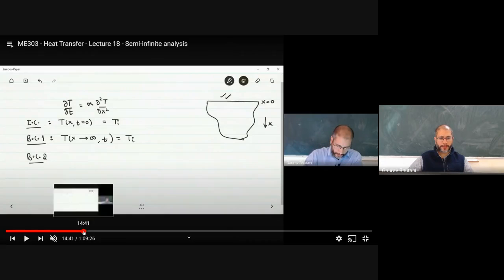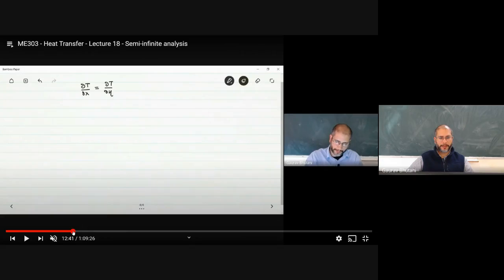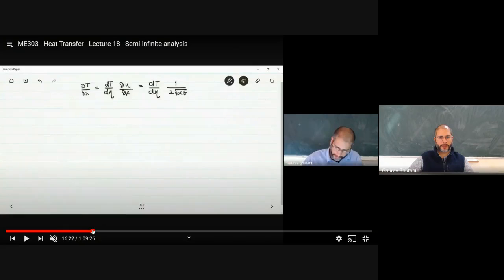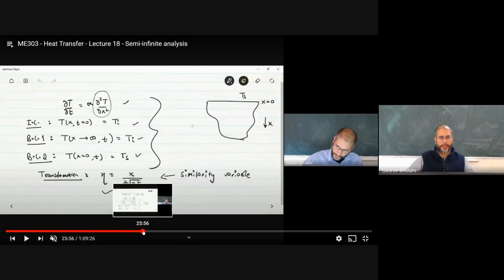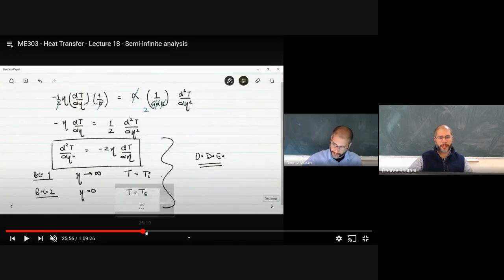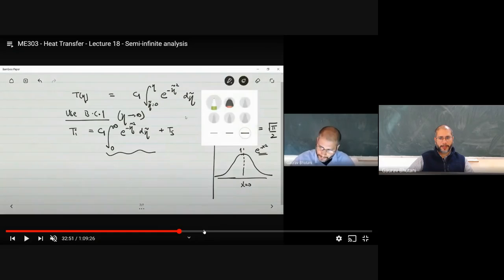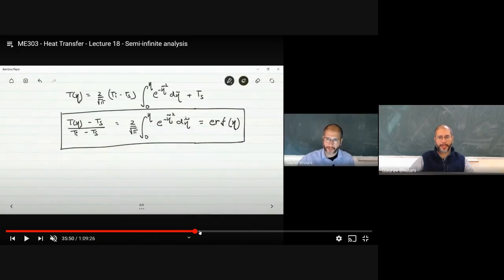Okay, so we solved the system mathematically using an idea called similarity variables. So we defined a new variable eta, which was some ratio of functions of x and t, which helped us write our PDE as an ODE with the boundary conditions. So we could simply write an ordinary differential equation, which was then easily solved to obtain the temperature in terms of the error function, which is an integral of the normal distribution profile, e to the minus x square, a normalized normal distribution.